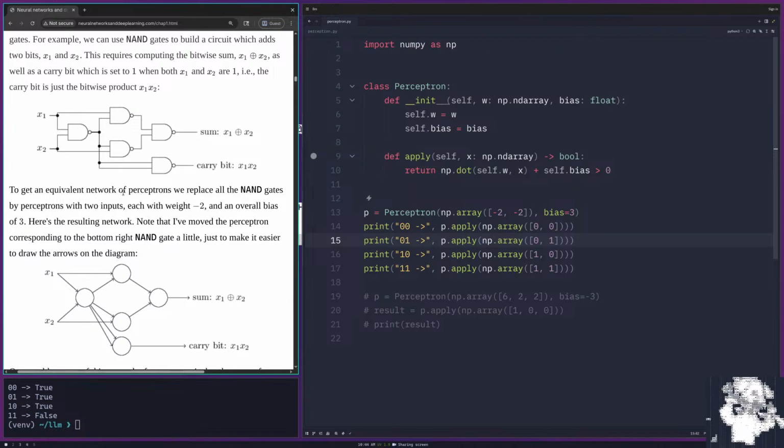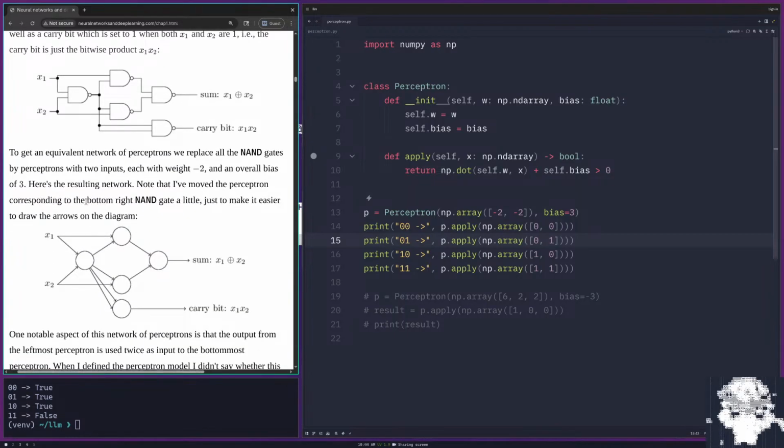To get an equivalent network out of perceptrons, we replace all the NAND gates by perceptrons with 2 inputs, each with weight -2 and an overall bias of 3. Here's the resulting network. Note that I've moved the perceptron corresponding to the bottom right NAND gate a little, just to make it easier to draw the arrows on the diagram.